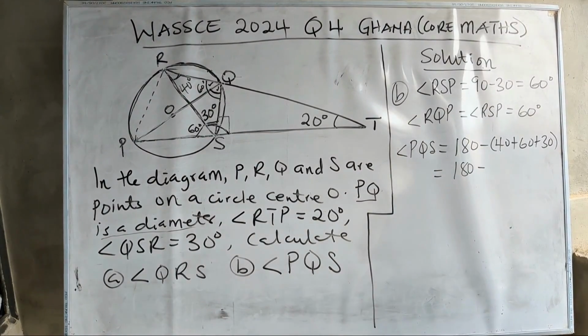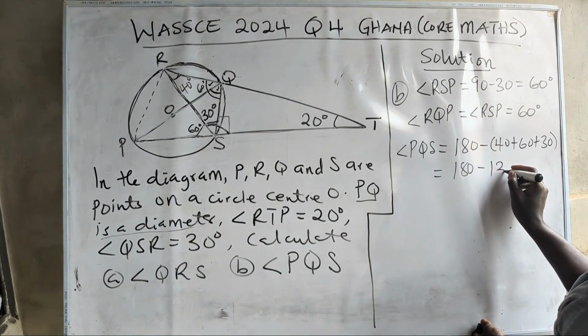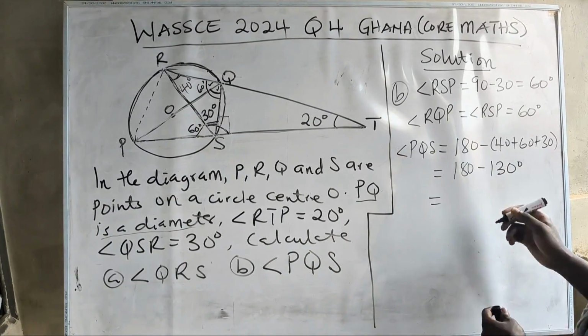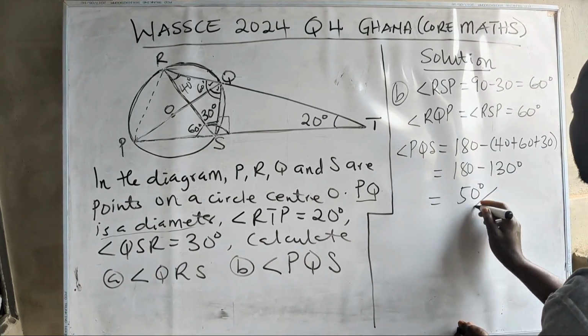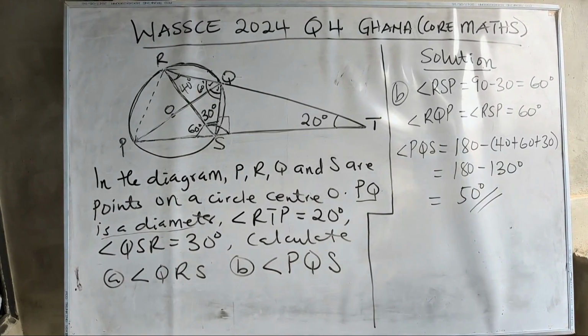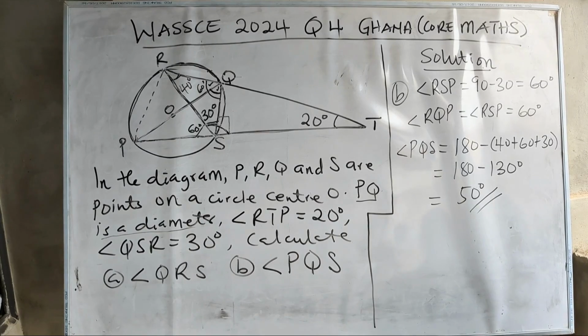That is the angle we are looking for. So 40 plus 60 is going to give me 100, plus 30 will give me 130 degrees. So 180 minus 130 degrees will give us 50 degrees. So it means that our angle PQS is 50 degrees. So simple and just like that.